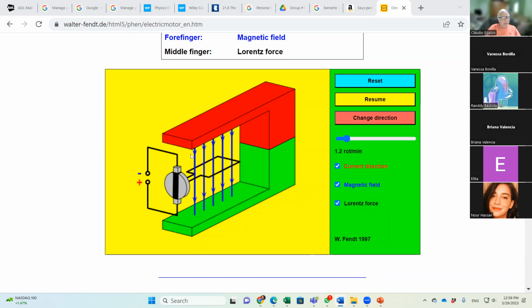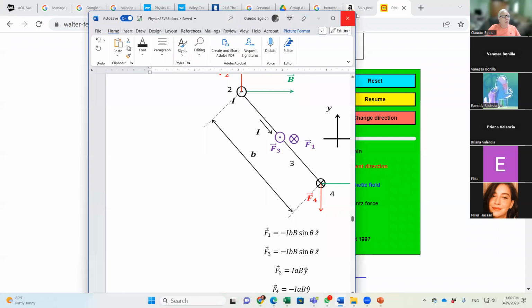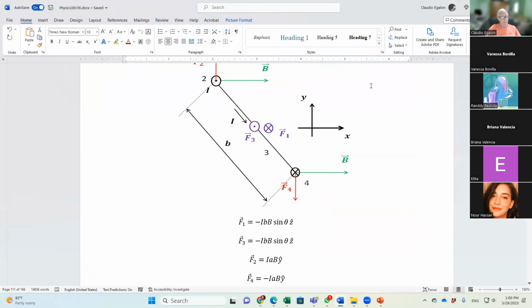And there's a reason for that. That's because this force depends on the angle that the plane of the loop makes with the magnetic field. And I'm going to show you a drawing here. That's how it works.